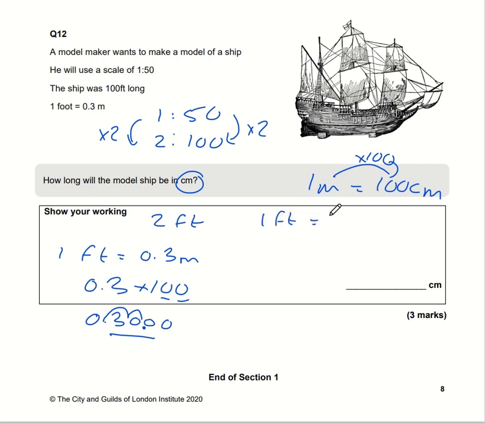So 1 foot is 30 centimetres. So if we've said that the model is 2 foot, then that is going to be 2 times 30 centimetres, which is therefore 60 centimetres.